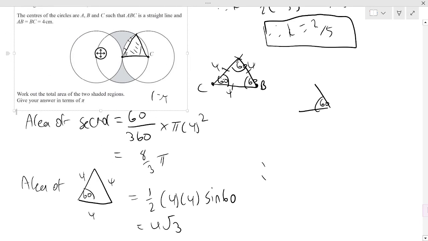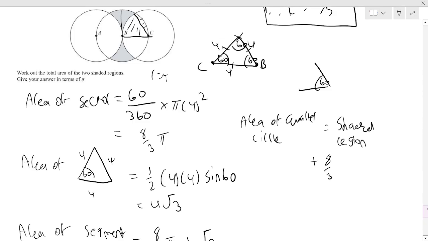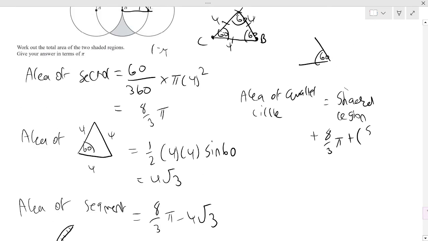Okay, cool. So now that goes back to what I said earlier: what if we consider a quarter of the circle here? Well, that's going to be the whole area of this, add the shaded region. But now we know what the whole white bit is, right? Because remember, that's the area of the sector, add the area of the segment. So the area of a quarter circle is going to be the shaded region, add the area of a sector, which is 8 over 3 pi, add the area of a segment, so that's this plus 8 root 3, take away 4 root 3, okay?